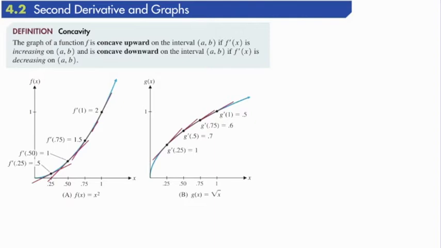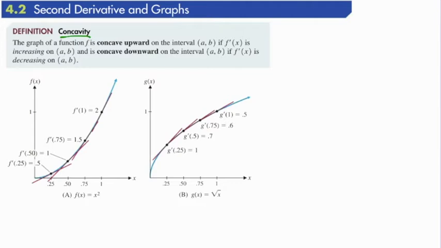To continue in this section, we talk about concavity. The graph of a function is concave upward on an interval AB if f prime of x is increasing on the interval AB. And the graph is concave downward on the same interval AB if the derivative of f is decreasing on the interval AB.